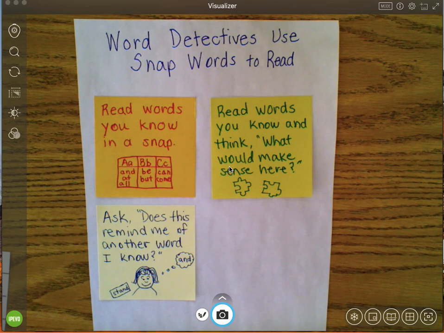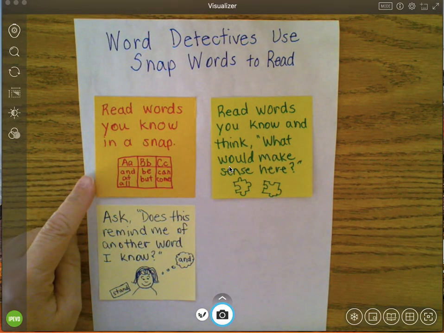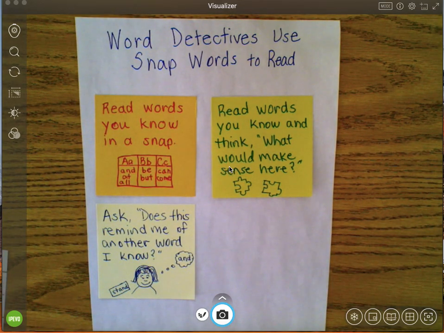Boys and girls, we're going to look at our anchor chart now, and we've been learning that word detectives use snap words to read. We have been practicing a lot this week, and we know that we read words that we know in a snap, and that's what our word wall words are. They are words that we have learned to read in a snap when we come to them in any kind of our books.